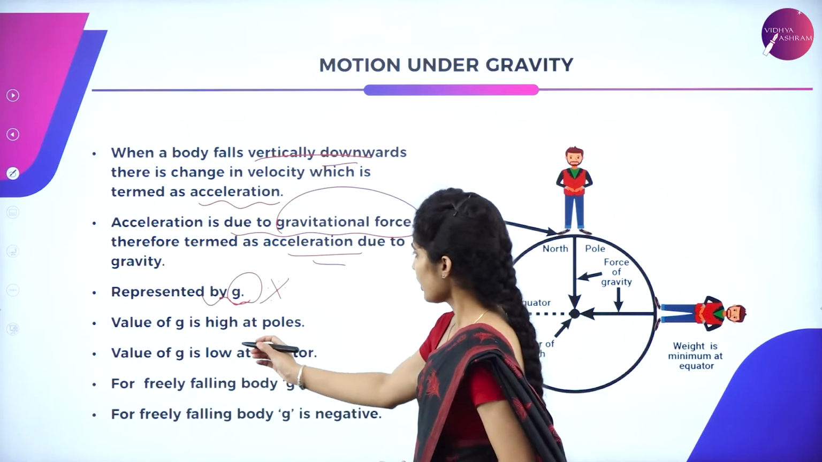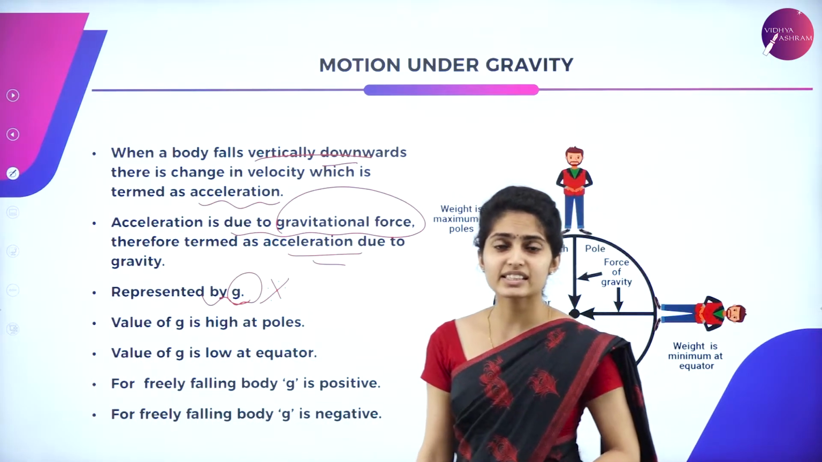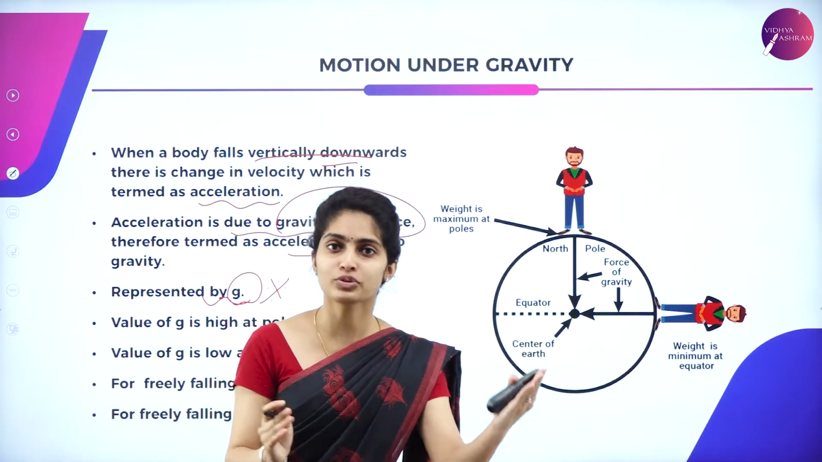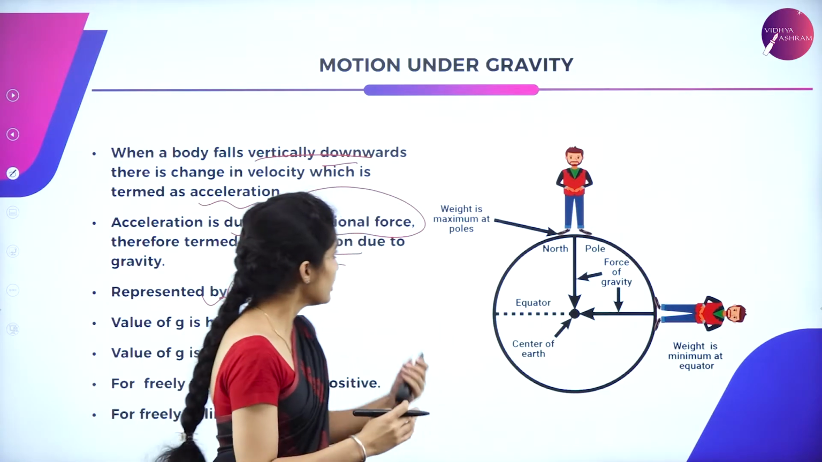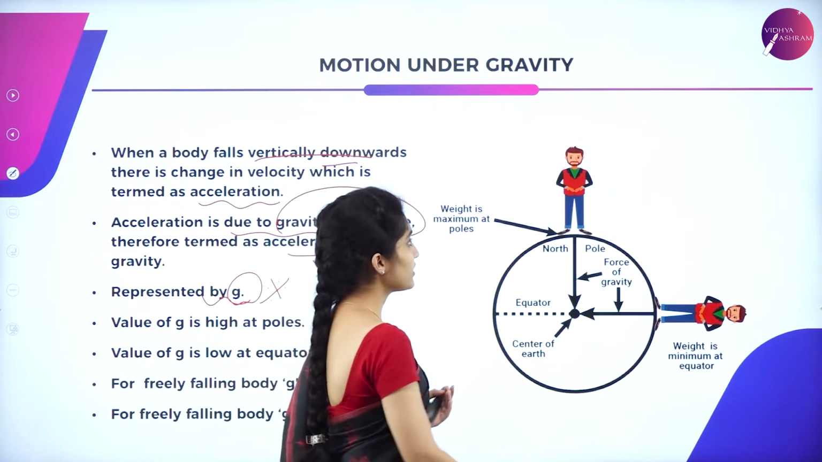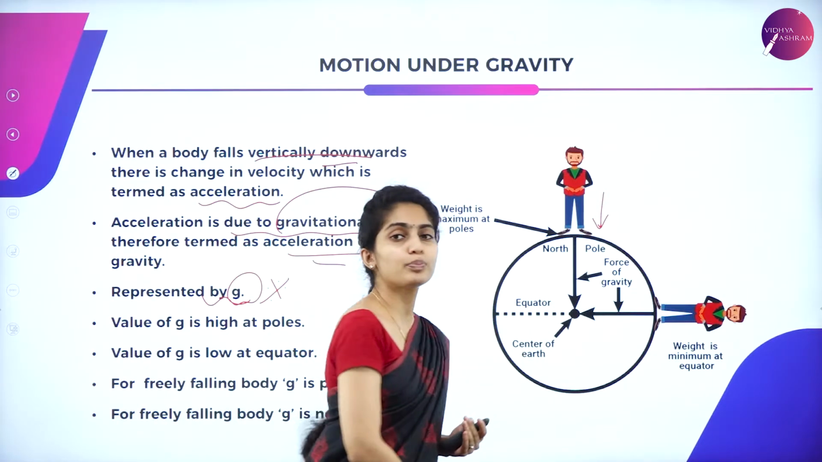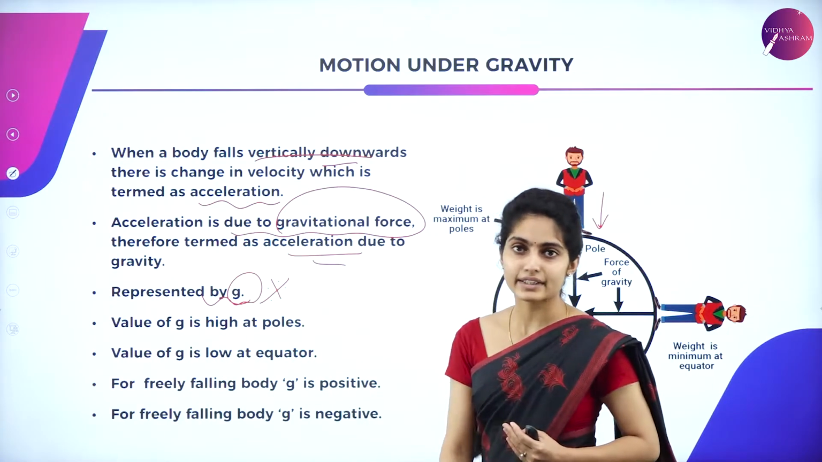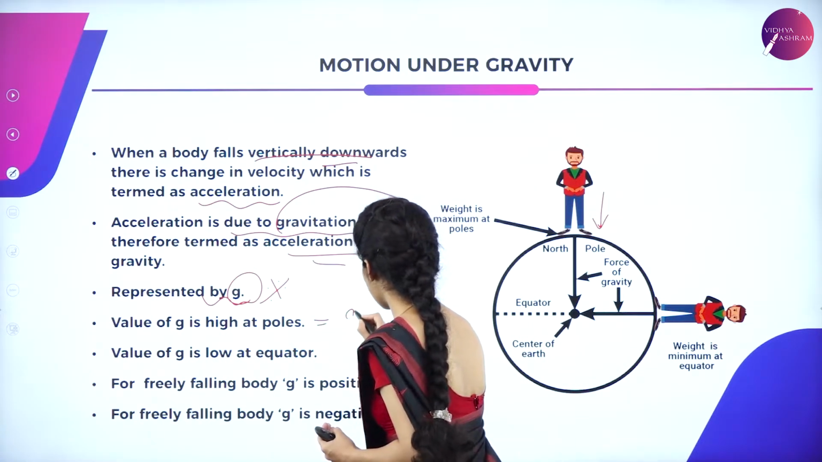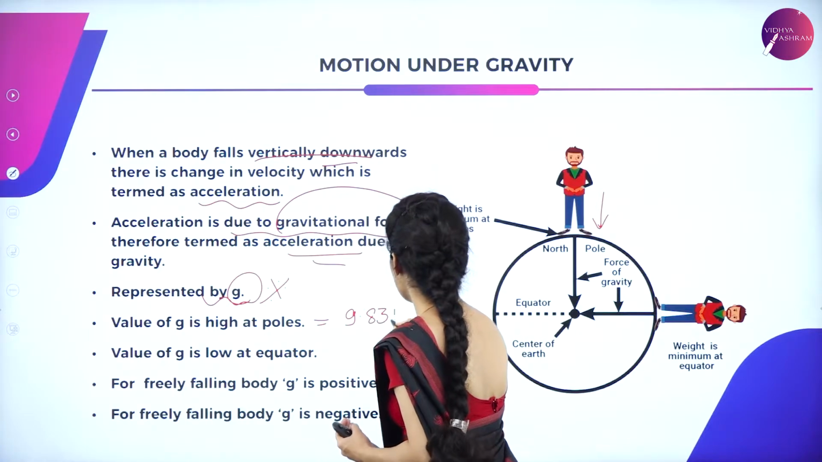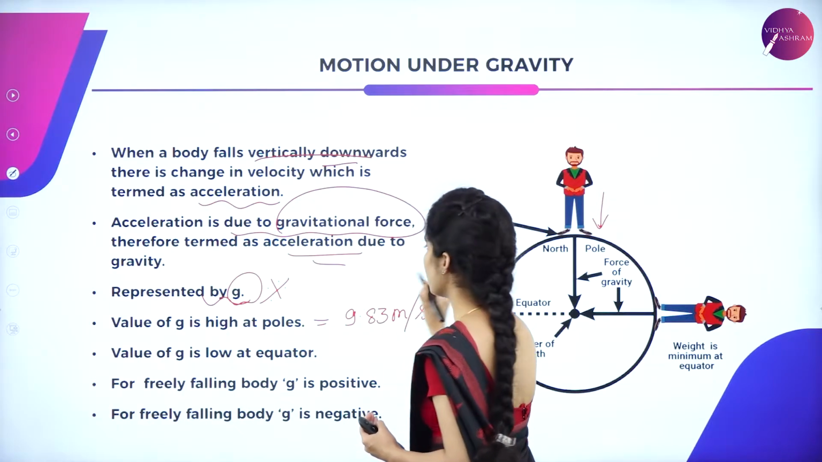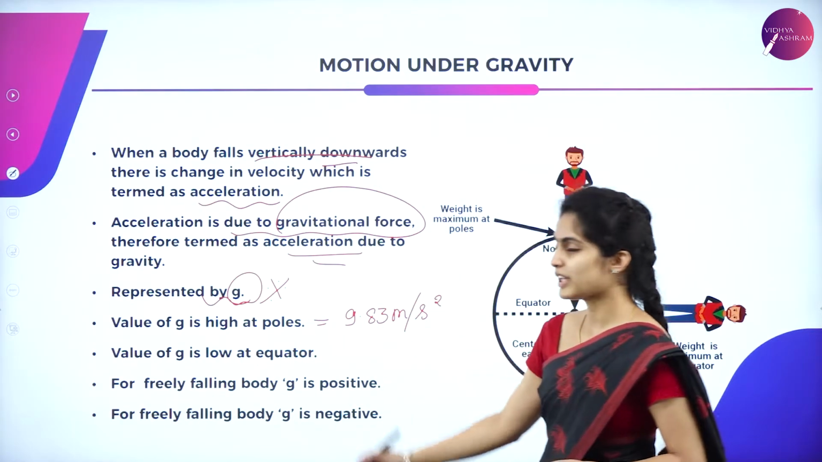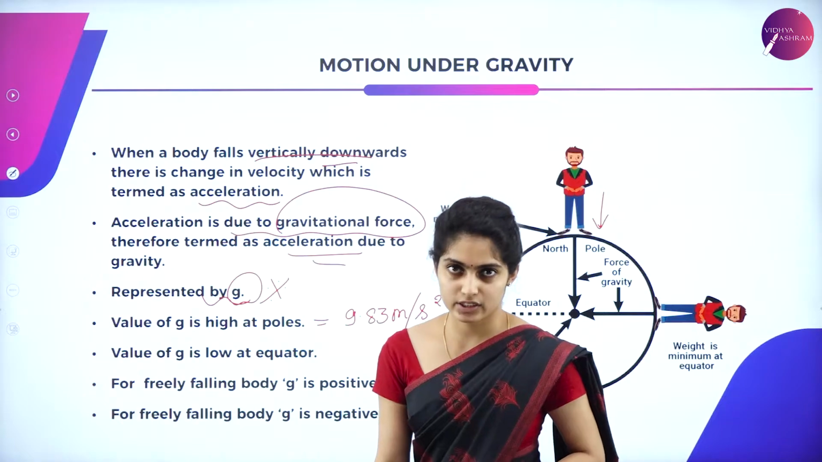Now, the value of g is high at the poles. The gravitational force differs from poles to equator; there is a difference in it. The gravity near the poles is higher. The gravitational force is high at the poles. The value of acceleration due to gravity at the poles is said to be 9.83 meter per second square.